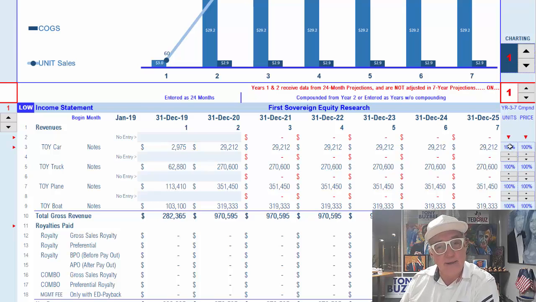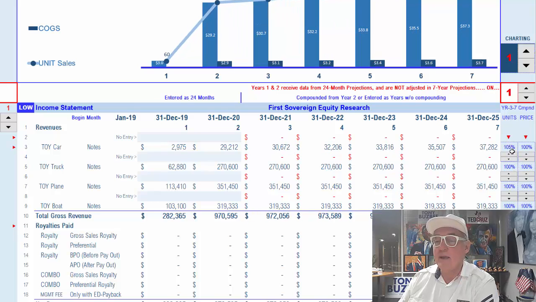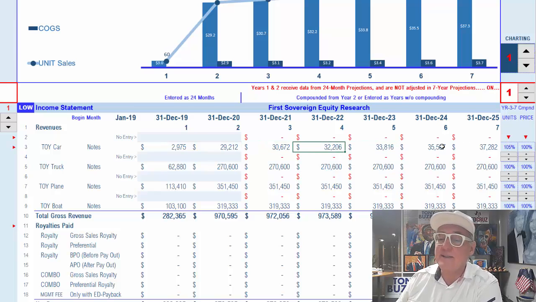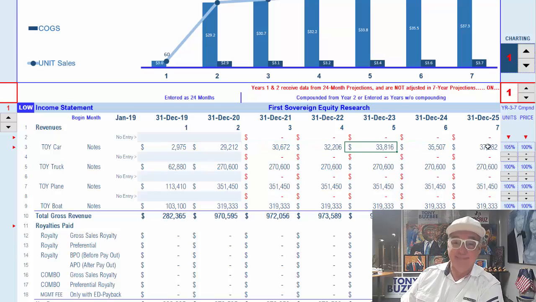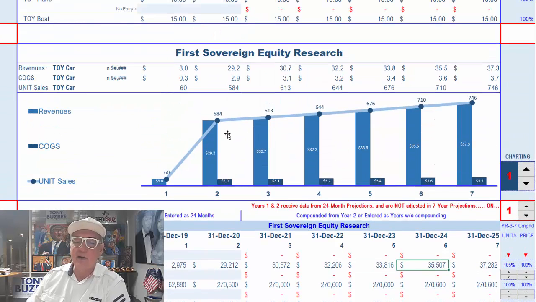Now, this is that compounding I told you about. We're going to compound everything by 5%. Yep, 6%. So with this little spinner, we made this 5% bigger than this. This is 5% bigger than this. This is 5% bigger than this. This is 5% bigger than this. And what do you guess? Yeah, you got it. This is 5% bigger than this. Let's see what the curve looks like.